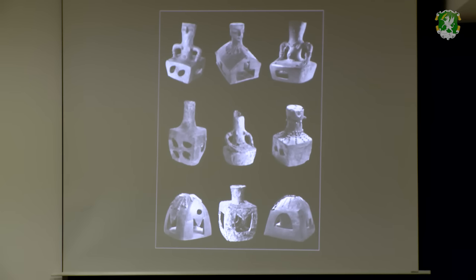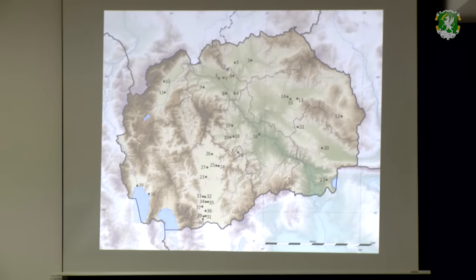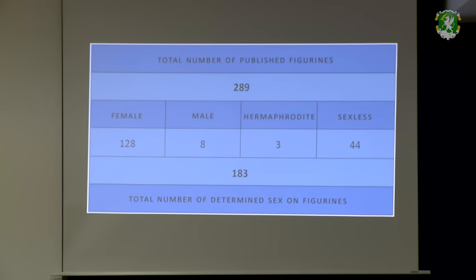So this is also a selection of different anthropomorphic house models in Macedonia. And this is a map with the sites where most of the figurines and anthropomorphic house models are found. As you can see, they are all over the region, and in some areas they are more frequent. There is scarcity in some other sites. So anyway, this gives some kind of general overview of their distribution.